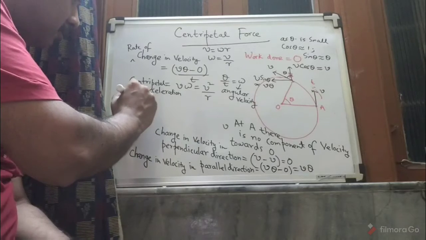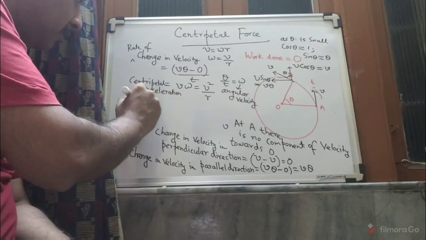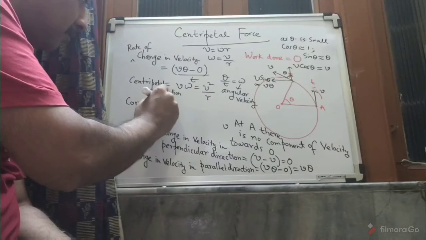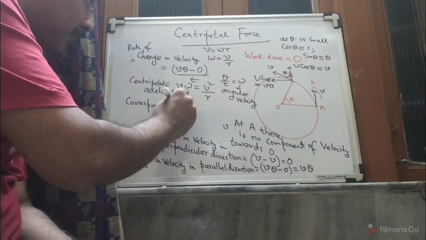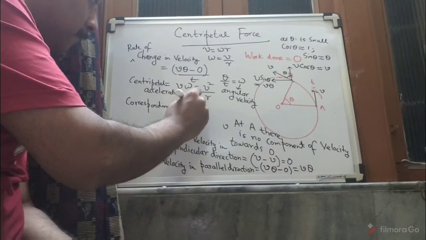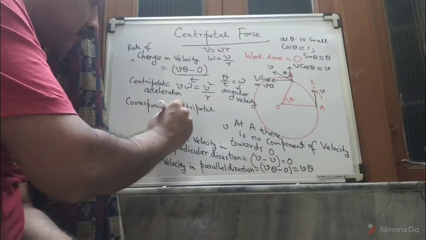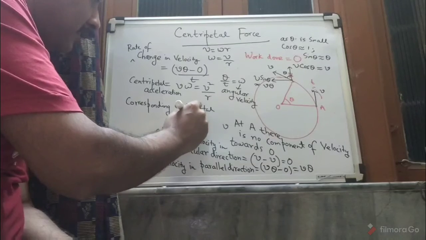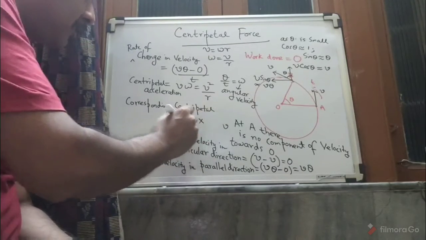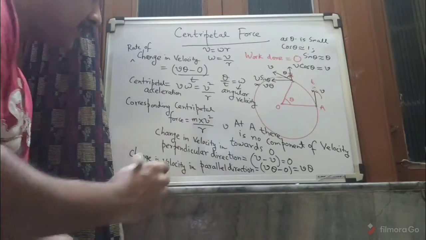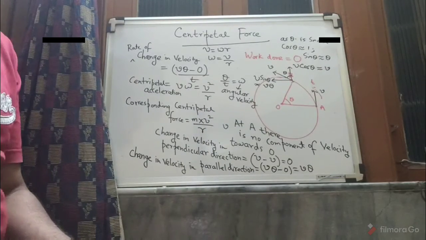So what is the force? The corresponding centripetal force is equal to mass into acceleration. So mass into centripetal acceleration v square by r. So the expression is m v square by r.